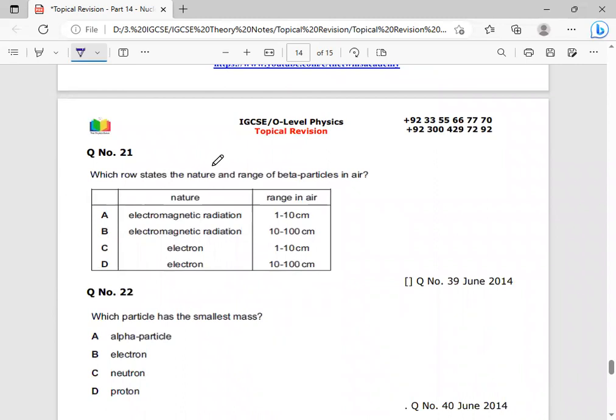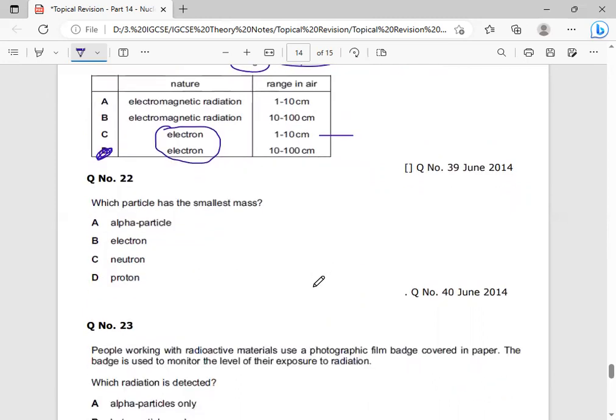Which row states the nature and range of beta particles? Beta particles are negatively charged particles, electrons, and their range is more than alpha rays and less than gamma rays. So this belongs approximately to the alpha rays, and for beta particles, the range is between 10 to 100 centimeters. So option D is the correct answer.